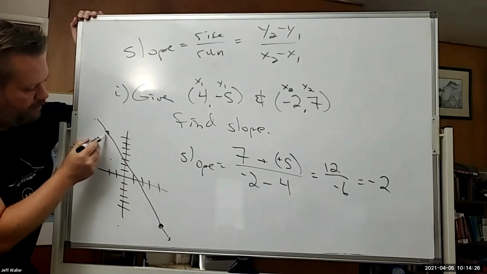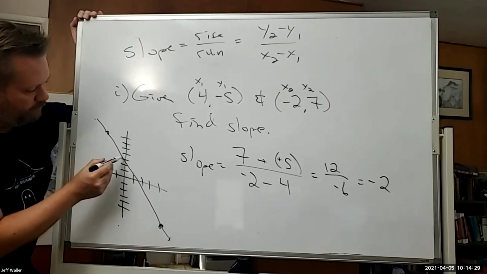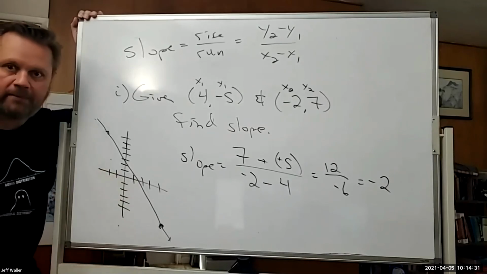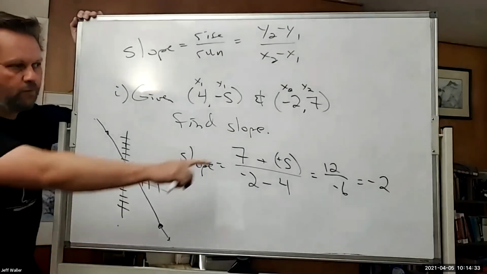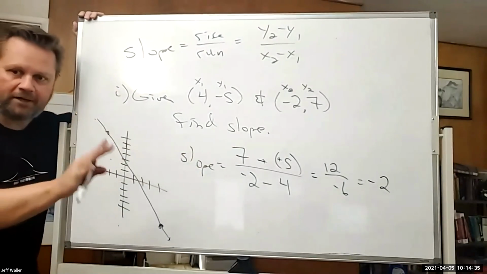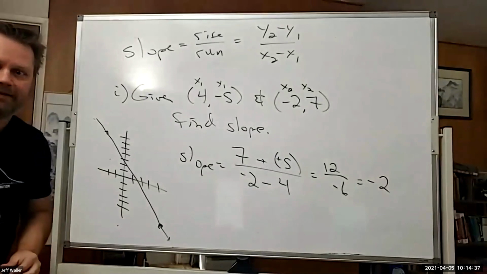And as it goes down 2, it moves over 1. Goes down 2, it moves over 1. So that's why it makes sense. It's -2. All right. That was a little bit quick, but we're basically out of time.